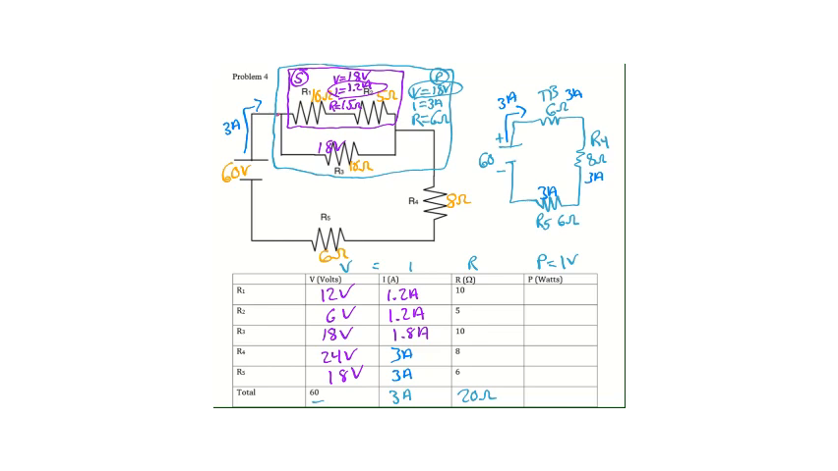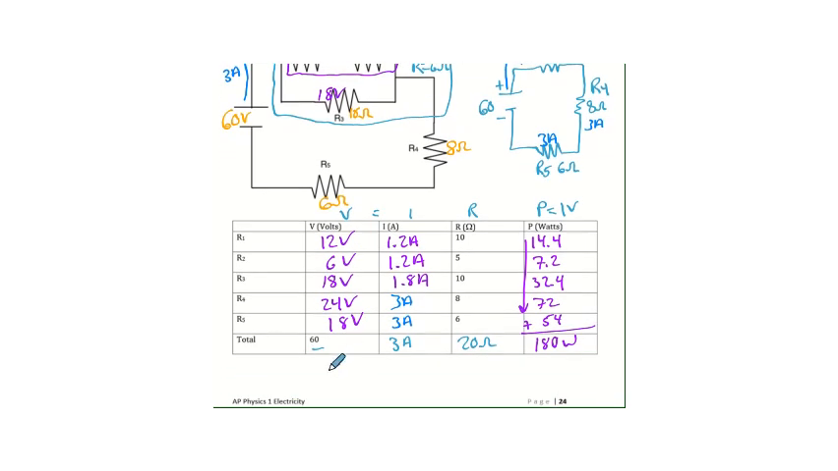We can then go through and do our power check. Remember, power is equal to current times voltage. So 12 times 1.2 is 14.4. 6 times 1.2 is 7.2. 18 times 1.8 is 32.4. 24 times 3 is 72. And 18 times 3 is 54. So we're going to add all these up, and we're going to get 180 watts.